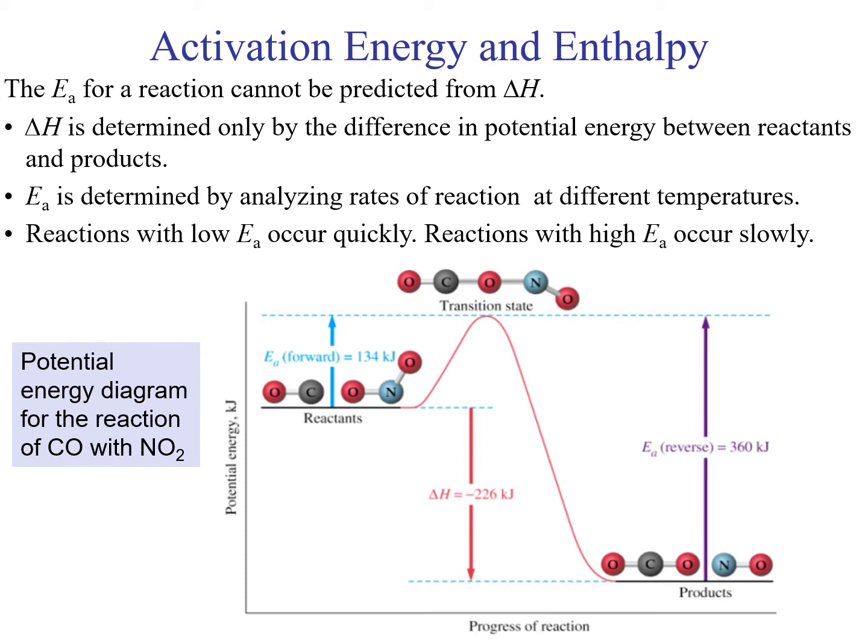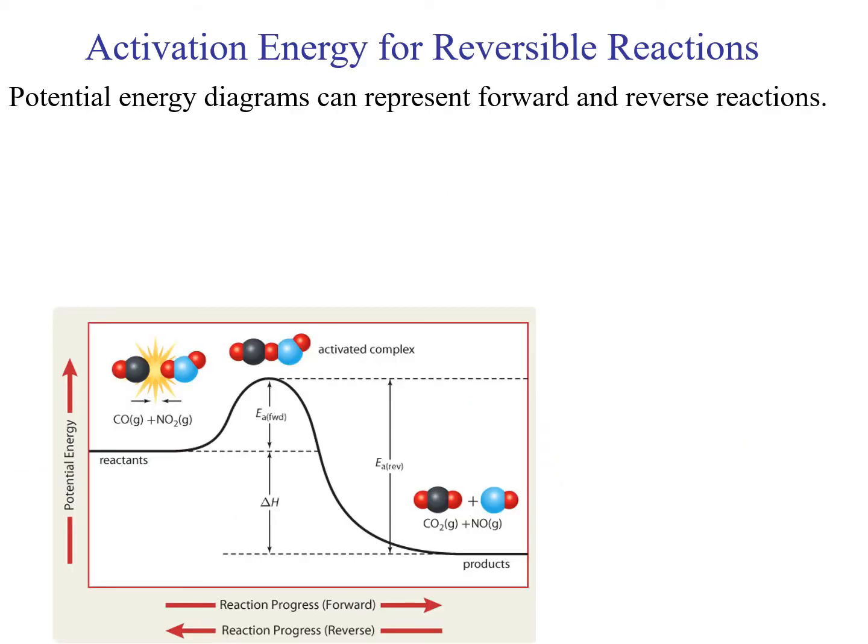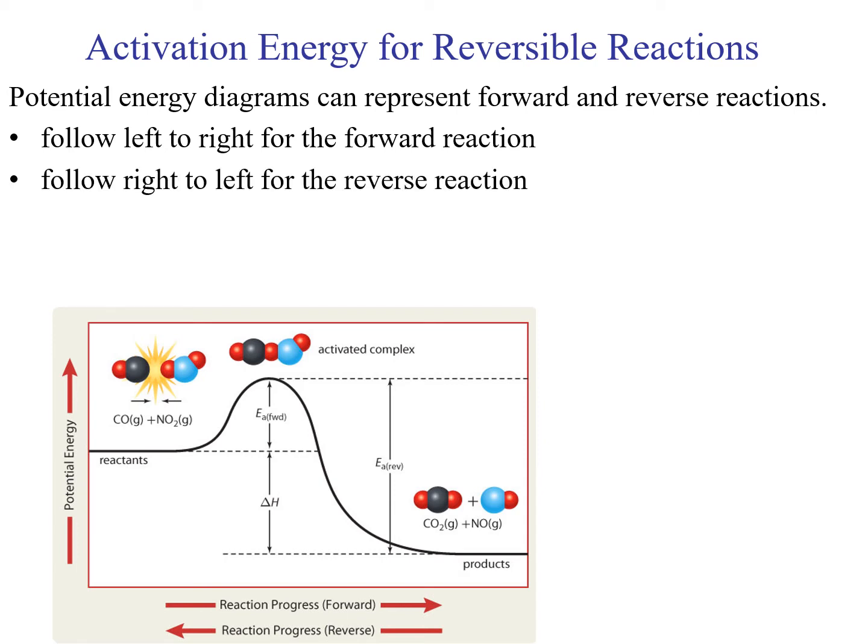It is important to note that reactions with low activation energy occur quickly. It is easier for them to do so because less energy is required to make a reaction occur. Reactions with high activation energy occur slowly because so much more energy is required to make a reaction occur. Potential energy diagrams can represent both forward and reverse reactions. Look at the diagram for potential energy here and follow the reaction progress from left to right. This is for a forward reaction. Look at the diagram again, this time from right to left. This is for the reverse reaction.